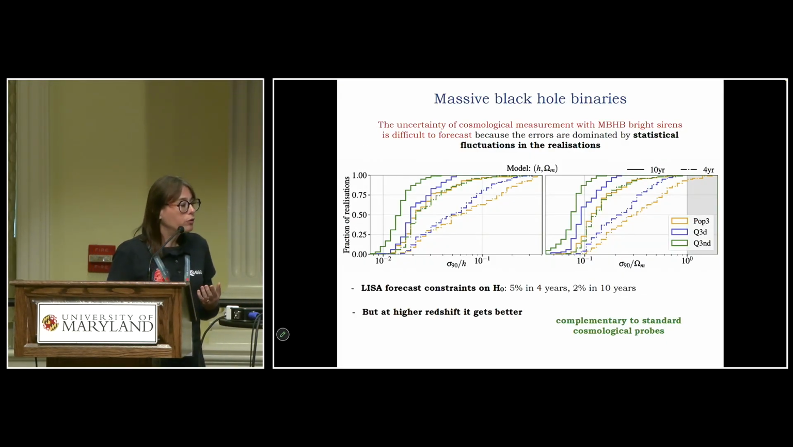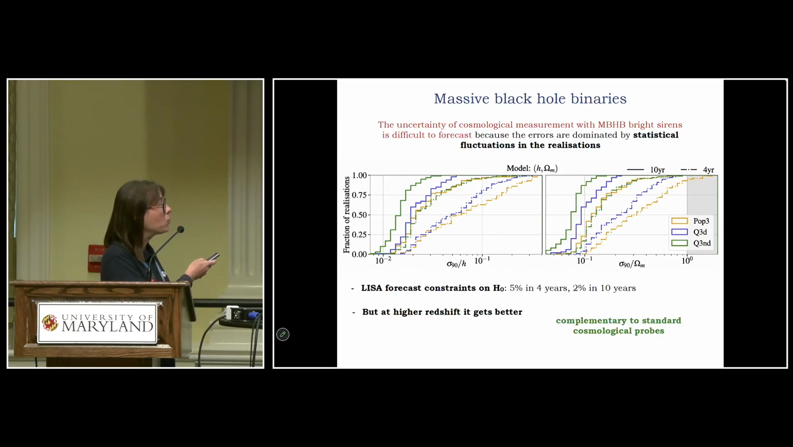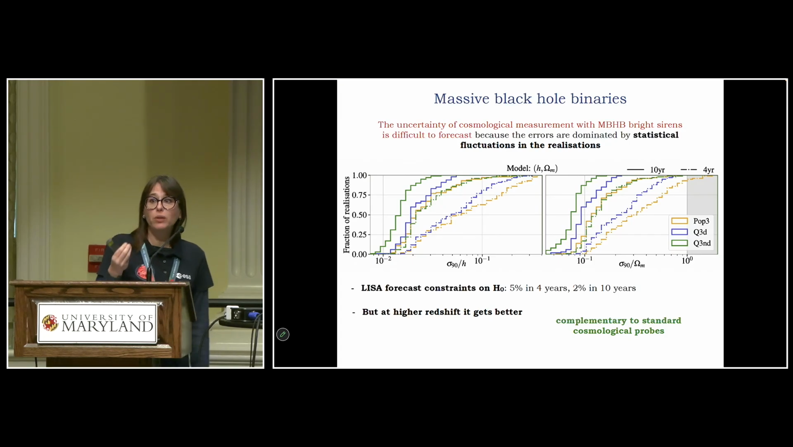The uncertainty of this cosmological measurement is very difficult to forecast because the errors are actually dominated by the statistical fluctuations in the realization of the massive black hole binary catalog. So in general, we quote errors that are true for 50% of the realizations. We had many universe realizations in this work. And with that, LISA can have a constraint on H0 of 5% in 4 years and 2% in 10 years. But as I told you, the real peculiarity is that LISA is able to probe the expansion of the universe at high redshift in a way that is complementary to standard cosmological probes.